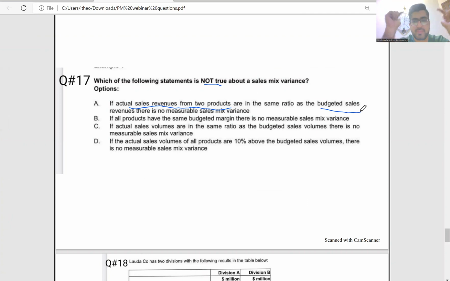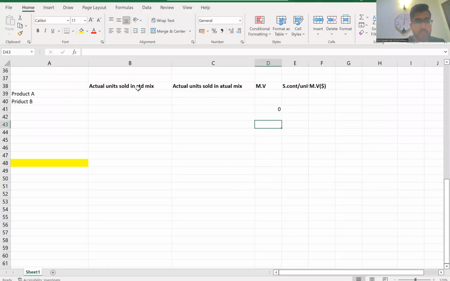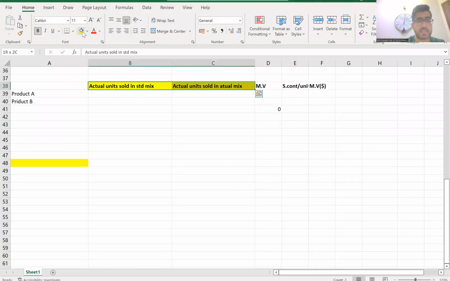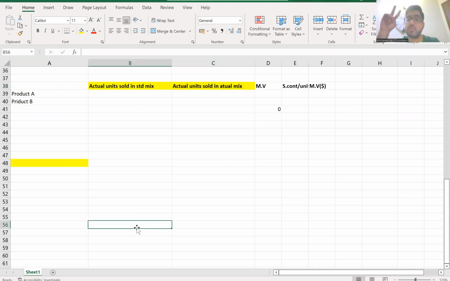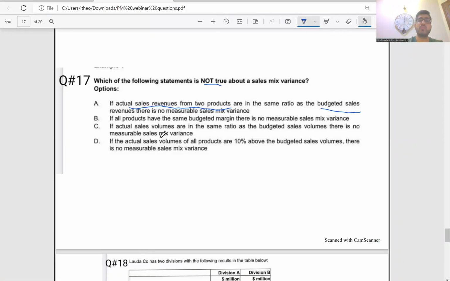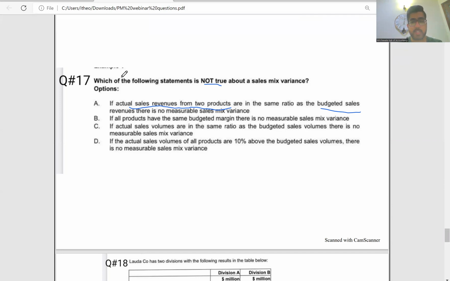Wrong. If revenues are in the same ratio as budgeted revenues, this is not measured by sales mix variance. Sales mix variance doesn't measure actual revenues and budgeted revenues. It measures actual units sold in standard mix and actual units sold in actual mix. So if these are in the same ratio, then there won't be any mix variance. But the statement says that if actual revenues are the same as budgeted, there won't be any mix variance. This statement is wrong, not true, because mix variance will be 0 when actual units sold in standard mix are in the same ratio as actual units sold in actual mix. When budget and actual are the same, this is not the case.